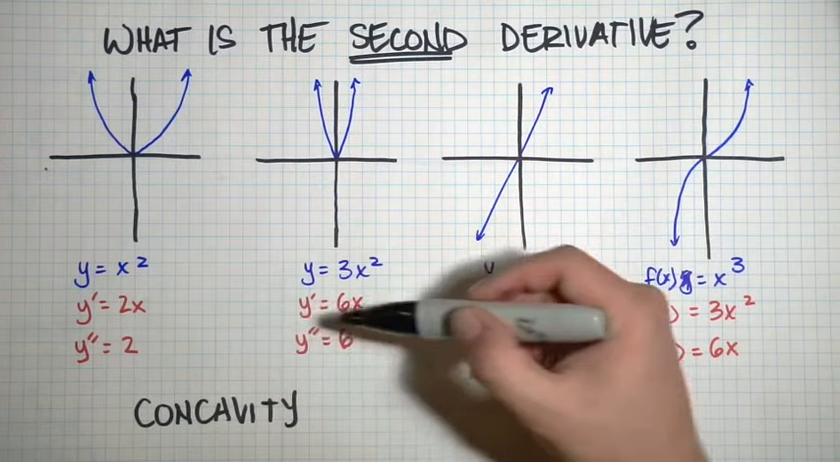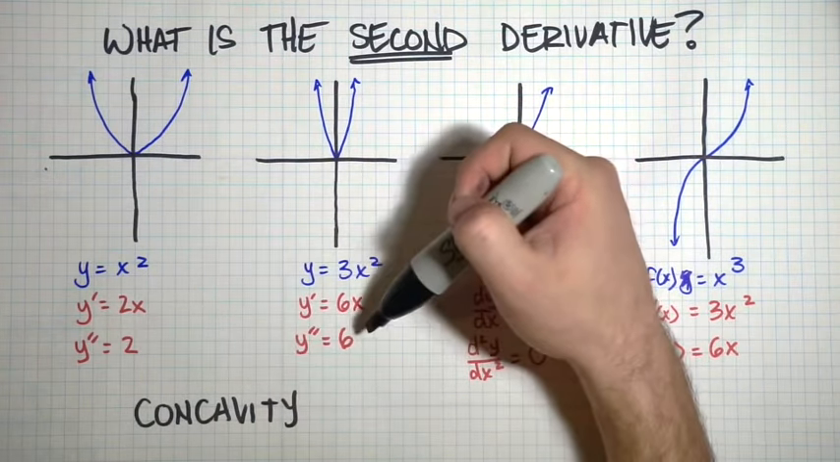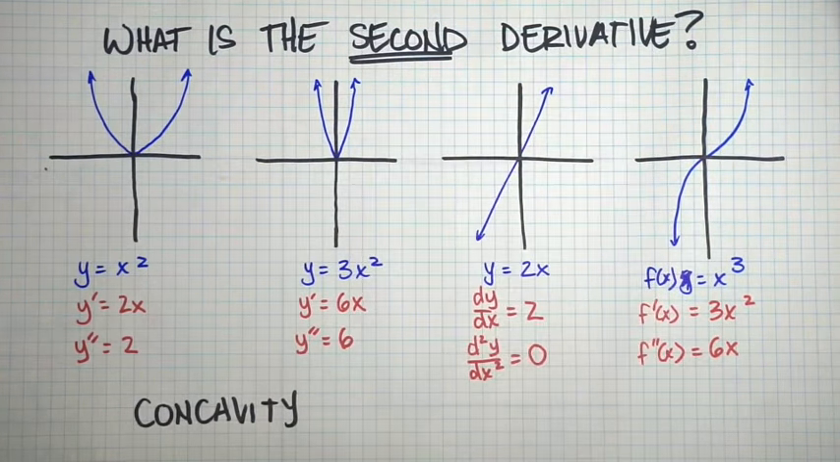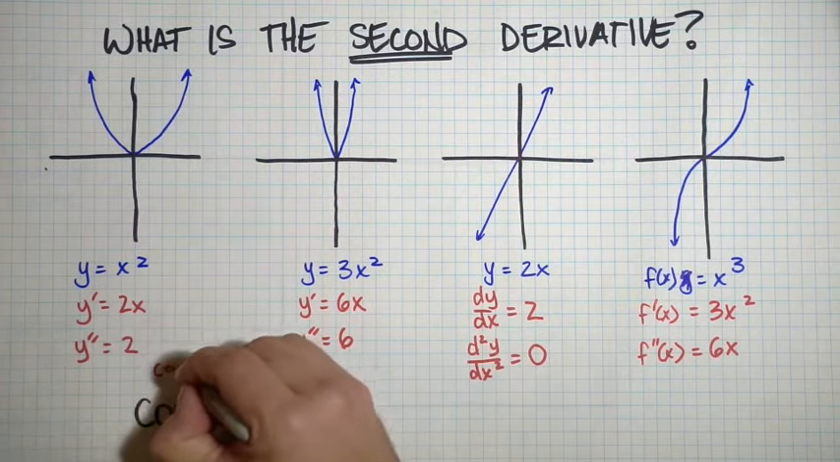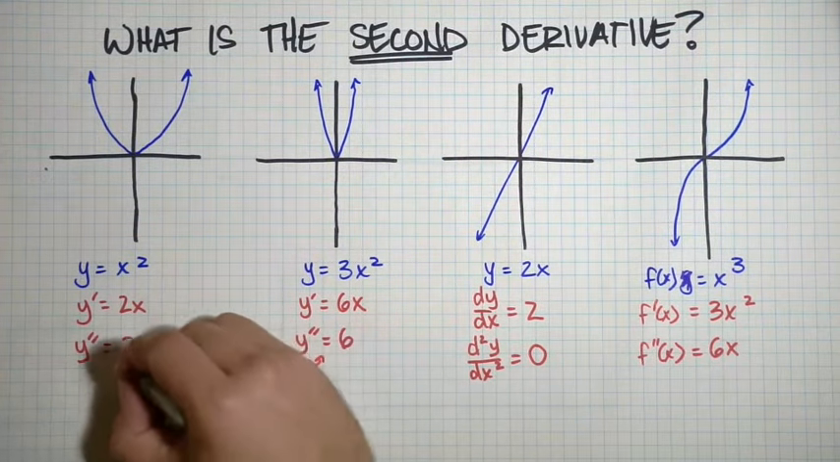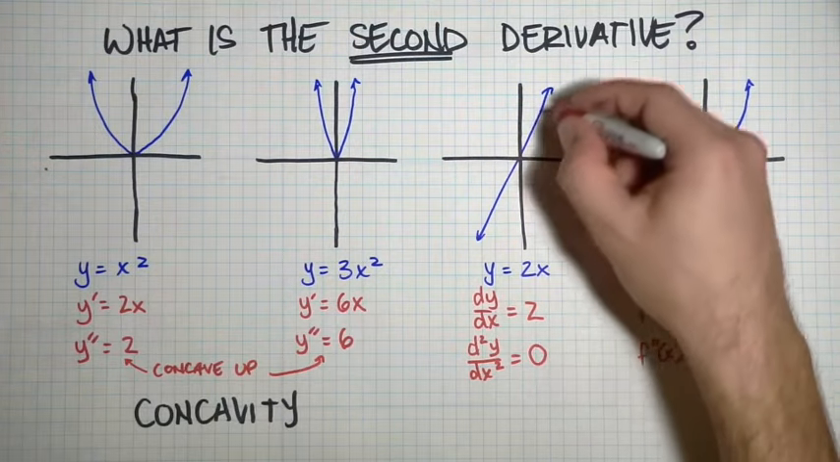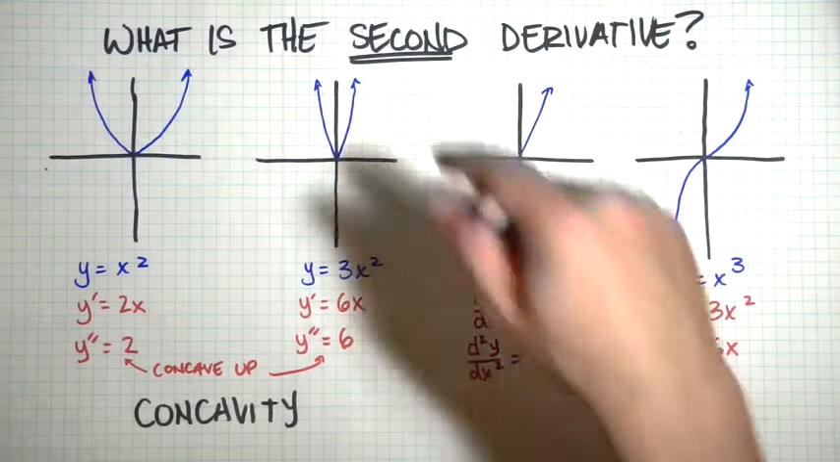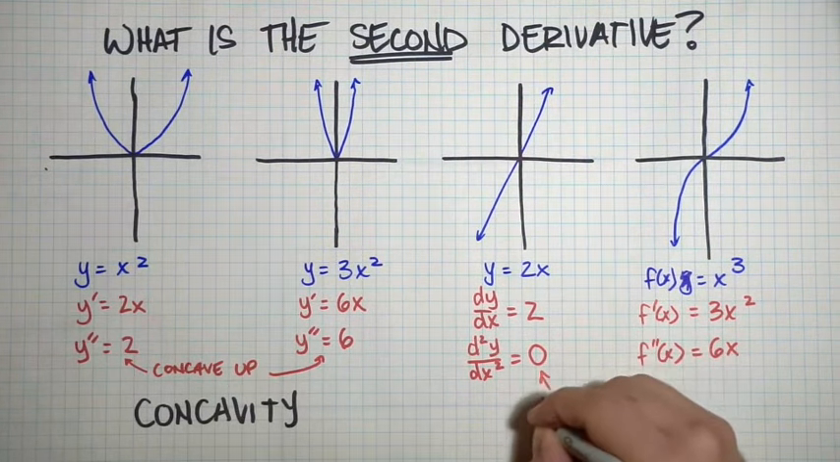So here, these two, we can see, are both positive, and that's because they're both concave up. So let me just write that in there. This is concave up. Okay, so both of these have positive concavities, so they're concave up. This one here, it's not curved at all. It's not curved up or curved down, so it's got no concavity.